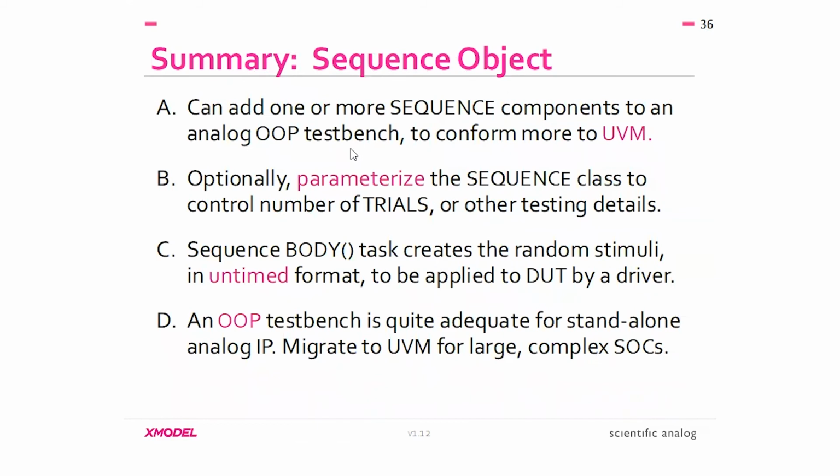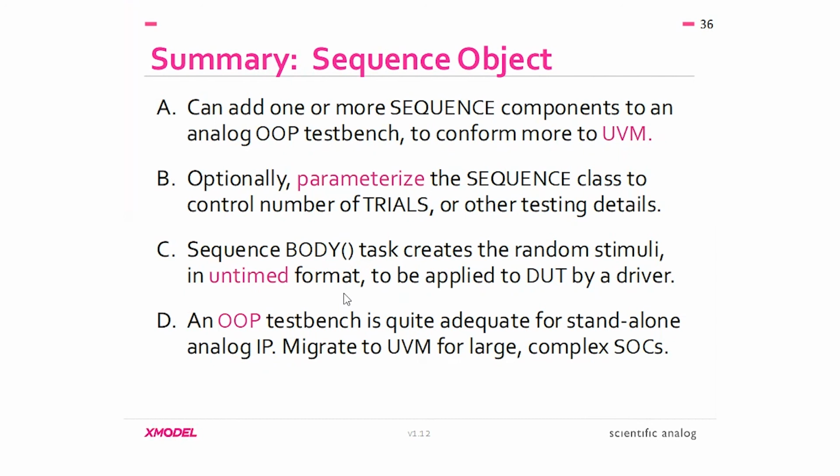To summarize, we can use this sequence component to maximize reuse. In fact, we could have more than one of them, one for each test interface on a complex analog IP block to conform more to UVM methodology. And in our test bench, we used parameters to control testing details like the number of iterations. And as we'll see, we'll have to up the number of iterations well above 16 to achieve full cross coverage of frequency and mode.